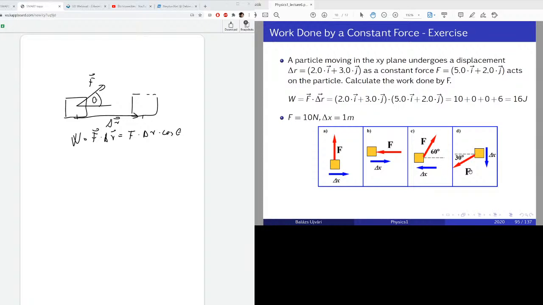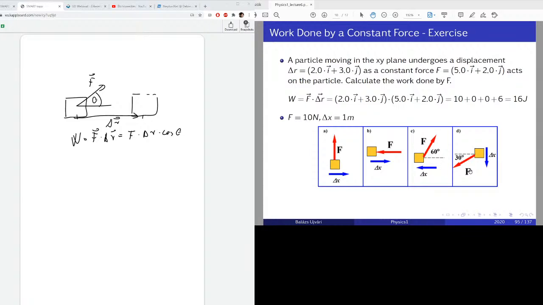Let's see some examples. So look at the picture. In the case of A, the F times delta x is 0 since they are perpendicular, and cosine 90 is 0. If there is a delta x to your right and the force points to the left, this is still a valid work, but this work will be negative. That means the work done by the external environment on this body is negative. We will see what negative work means.